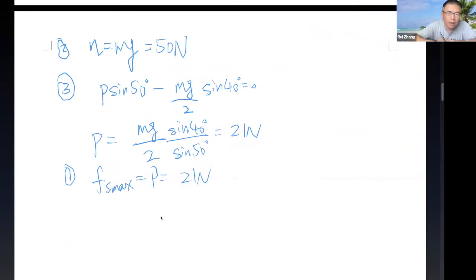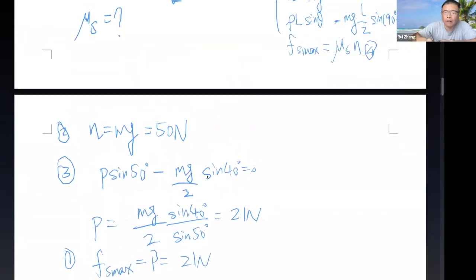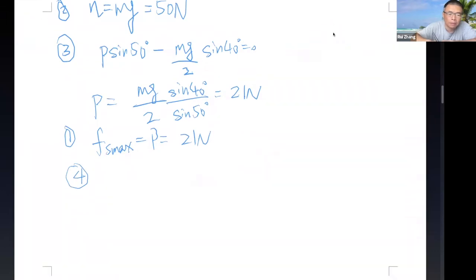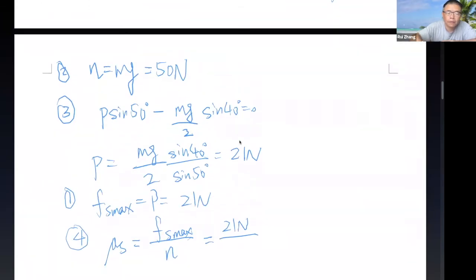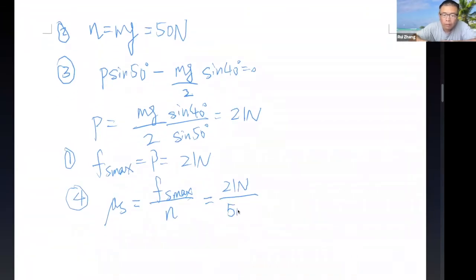Finally, we can use the force equation to figure out mu. Because first we have Fs maximum equal to mu s times N. So basically mu s equals Fs maximum divided by N. So that's 21 Newton divided by N, which is 50 Newton. So that's basically 0.42. Let's divide this.